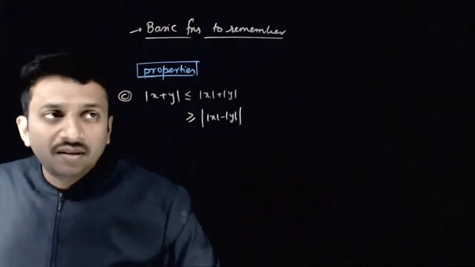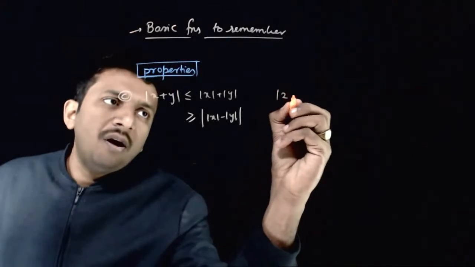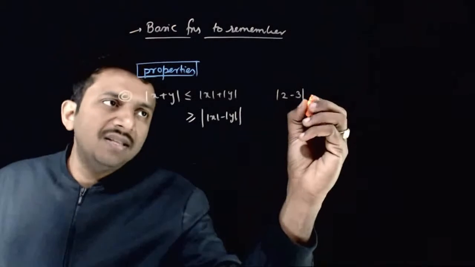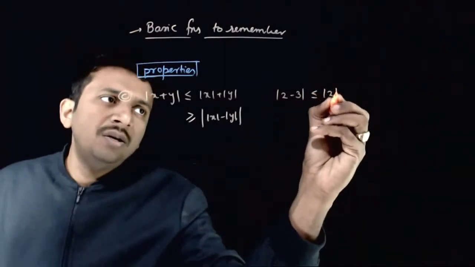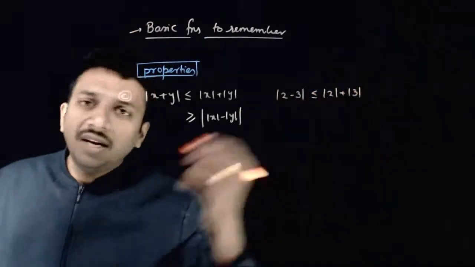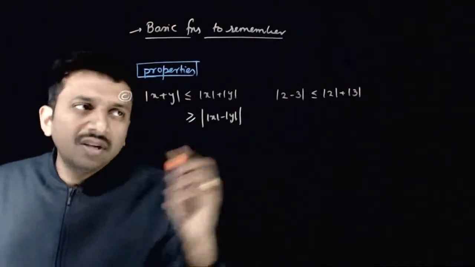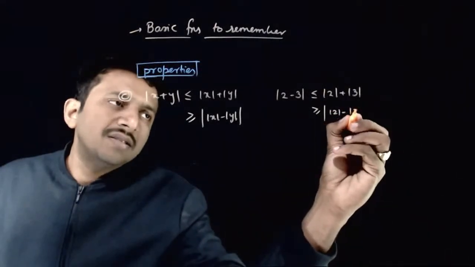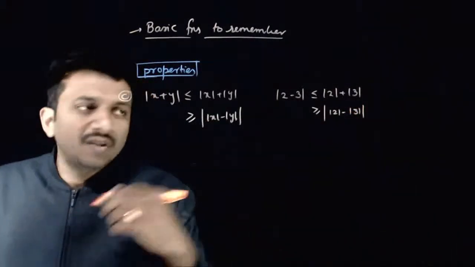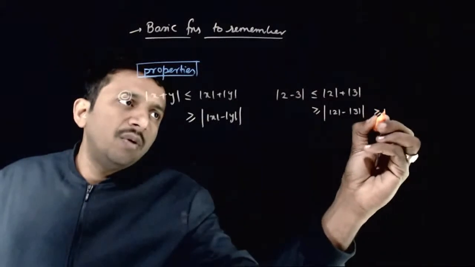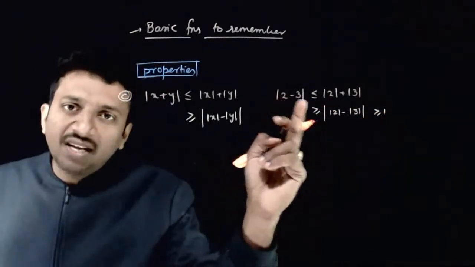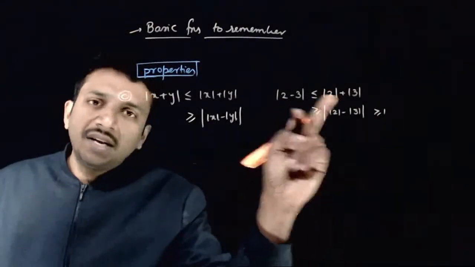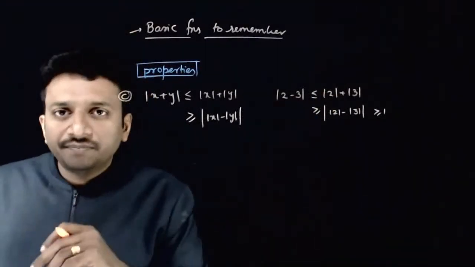For example, if you take mod of 2 minus 3, this will always be less than or equal to mod 2 plus mod 3, right? This will always be less than or equal to 5. And this will always be greater than or equal to mod of mod 2 minus mod 3, that is greater than or equal to 1. So this is exactly equal to 1, but I can also write it as greater than or equal to 1. So mod of 2 minus 3 is less than or equal to 5 and greater than or equal to 1.